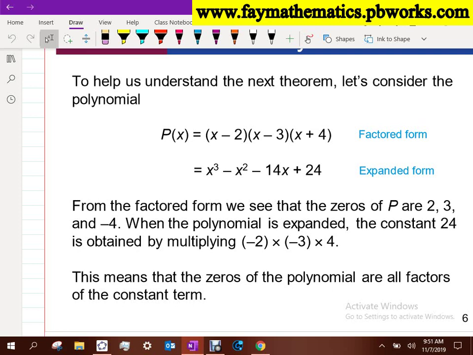So here's what this description is saying. If that's the process, if we multiply this out to get that, then that -2, that 3, and that 4, those values are zeros. Or we set those equal to 0 and solve for 2, 3, and -4. If those are zeros, then they had to be factors of that number right there. Does that make sense?